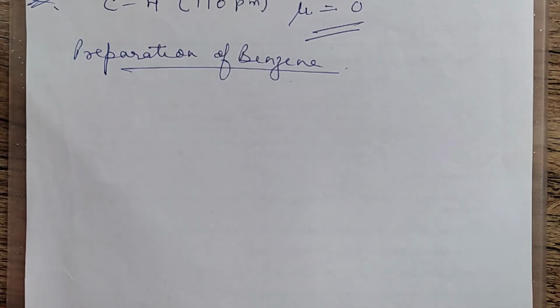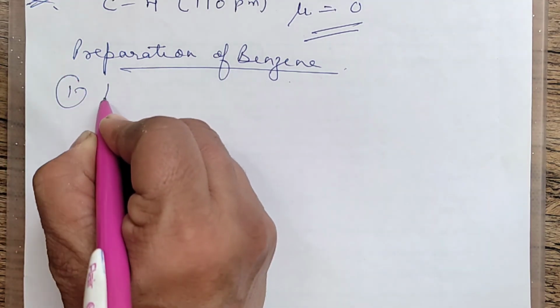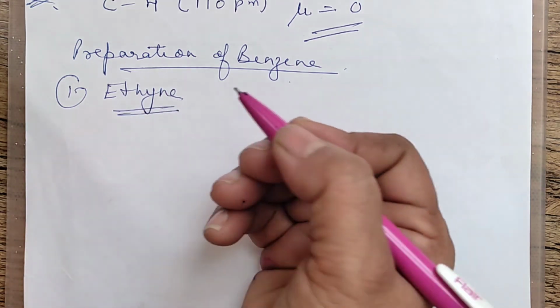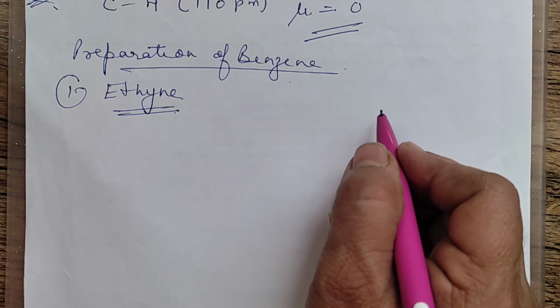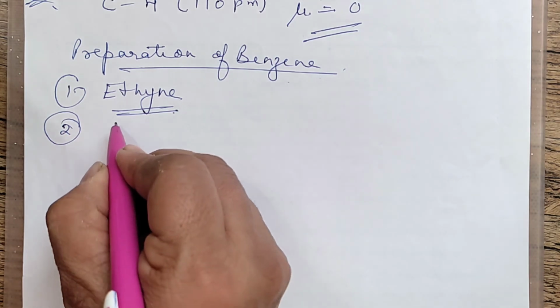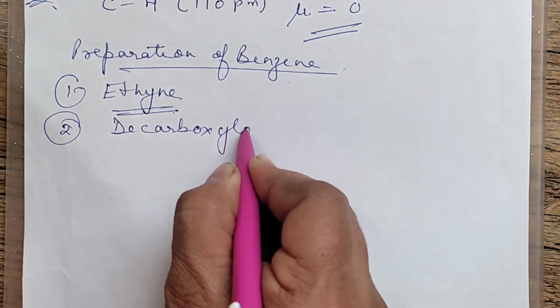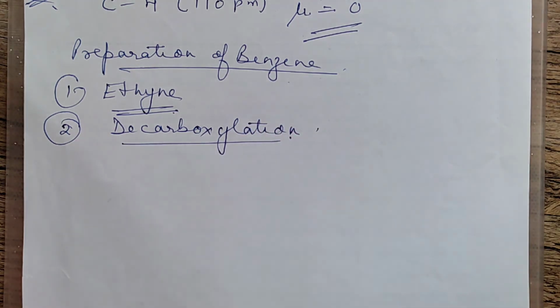Now moving on to preparation of benzene. So if you go by your NCERT book, there are three main methods given. One, from ethyne, which we have already done in alkyne chapter, by polymerization, cyclic polymerization of ethyne, passing through red hot iron tube or copper tube, you will get benzene. The second method they have given is decarboxylation.